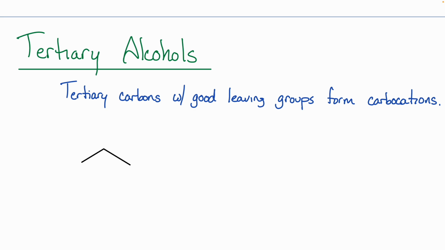All right, so what do I mean by that? Let's say that we have a tertiary carbon that has this good leaving group on it. And I'm just going to leave this good leaving group as Lg for good leaving group. All right, what happens in what's called an SN1 mechanism is that leaving group literally just falls right off. Okay, leaving you with a tertiary carbocation.